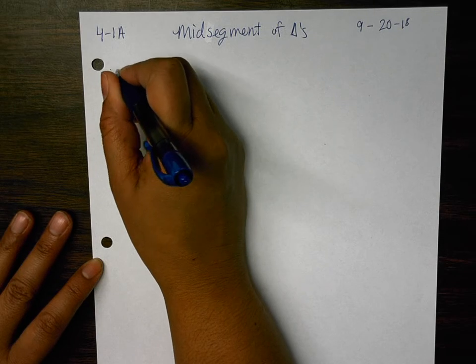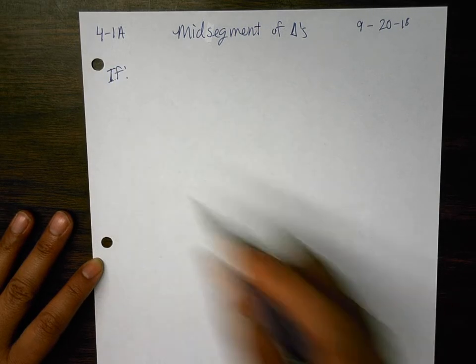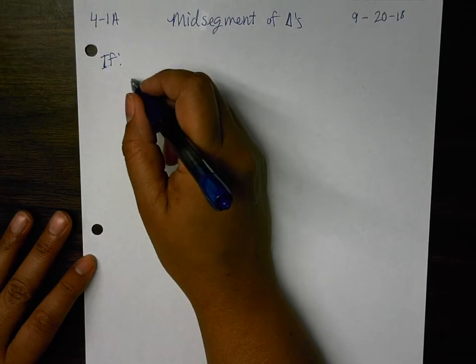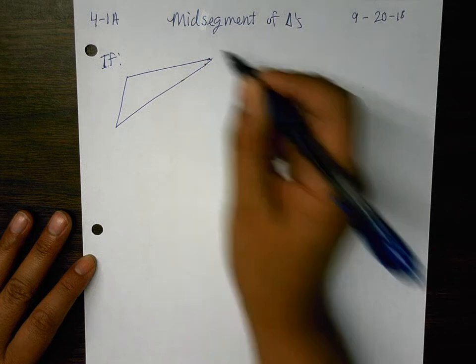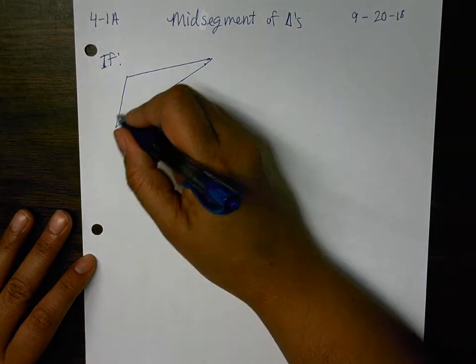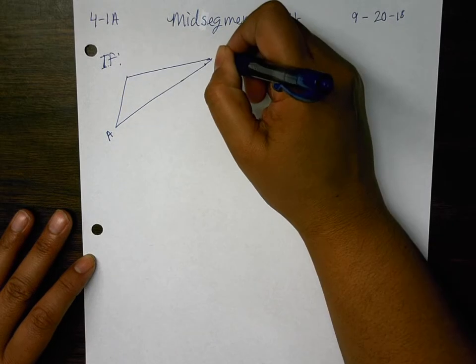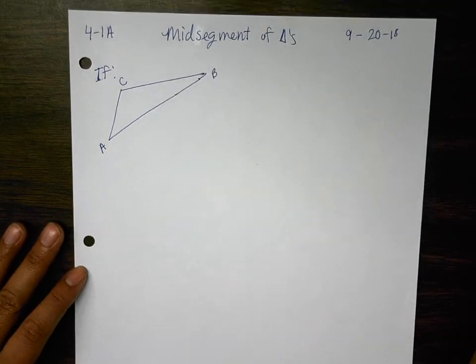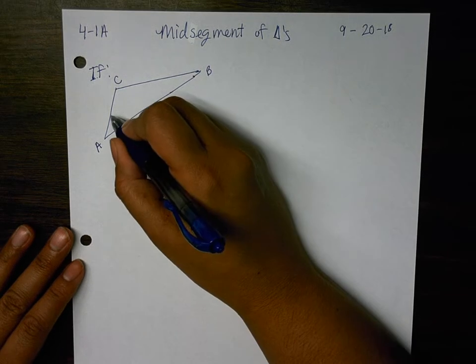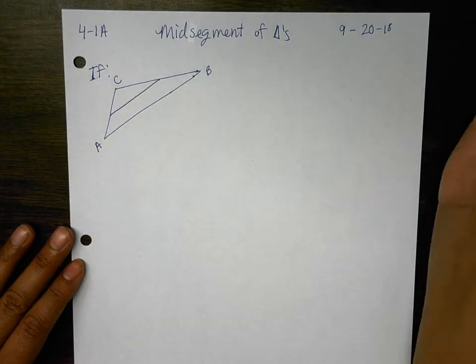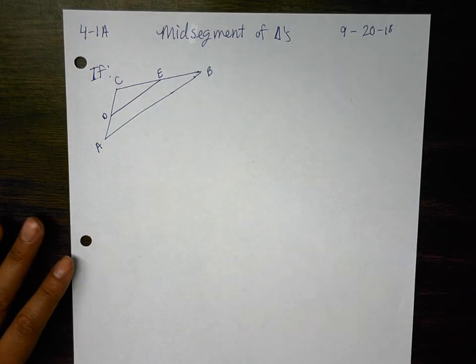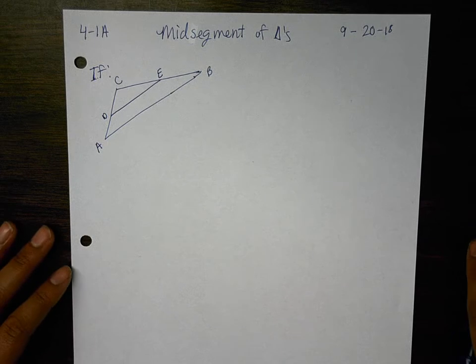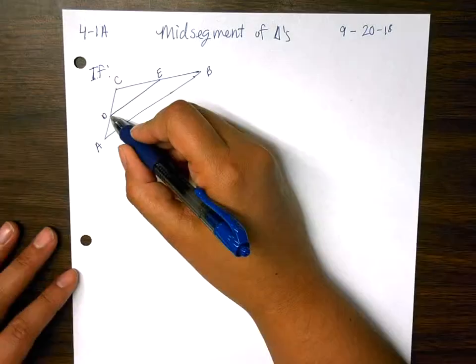We're going to have an if-then statement. If. I'm going to draw a triangle here, and I'm going to call this triangle ABC. I'm going to draw this segment right down the middle and call it DE. Okay, I'm going to tell you that D bisects AC.